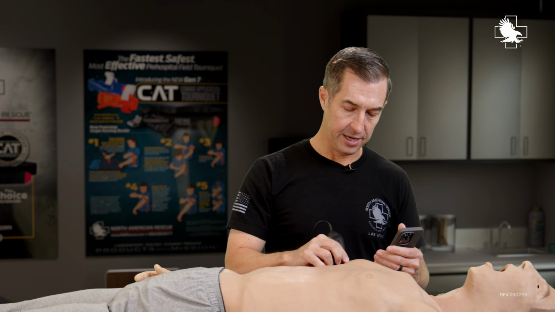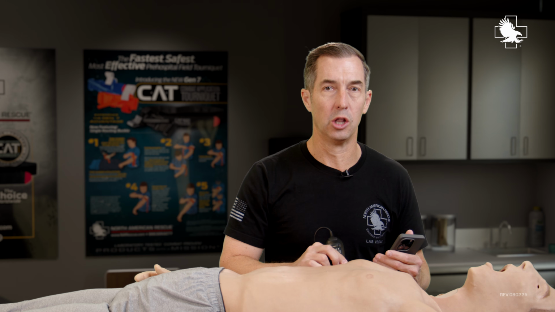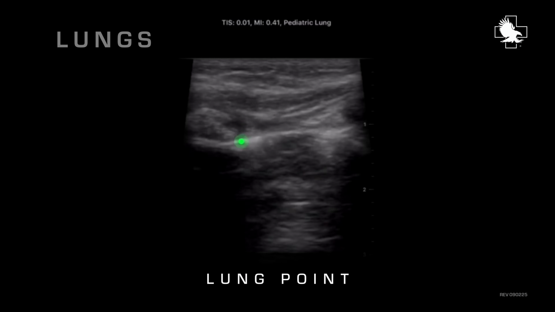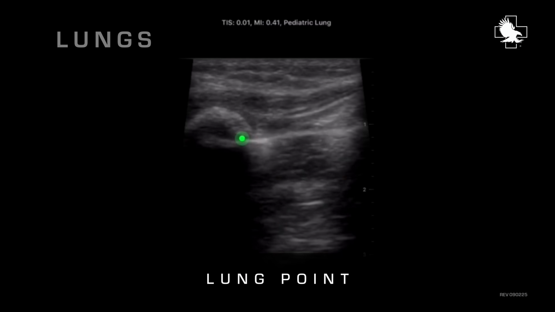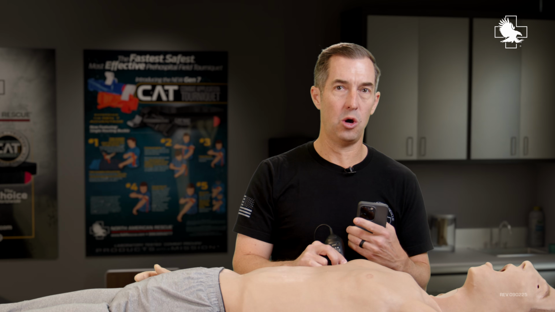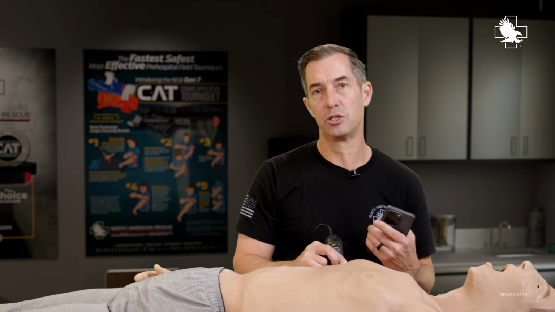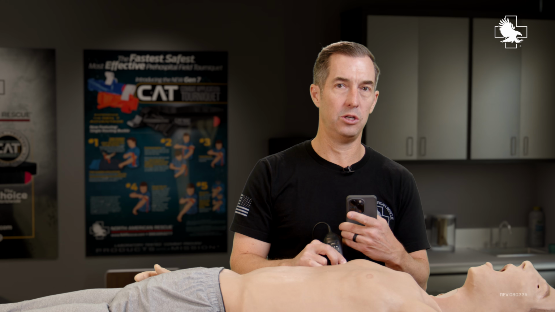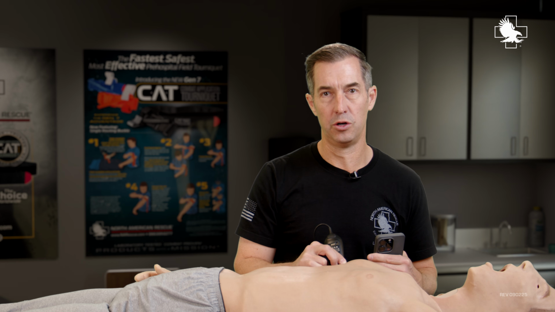As you scan different areas, you may find what's called a lung point. A lung point is where you will see lung sliding on one portion, and then you'll see it stop sliding on the other. That's how you know where you're at on a pneumothorax. So basically you see normal to pneumothorax, and that's the start of your pneumothorax.